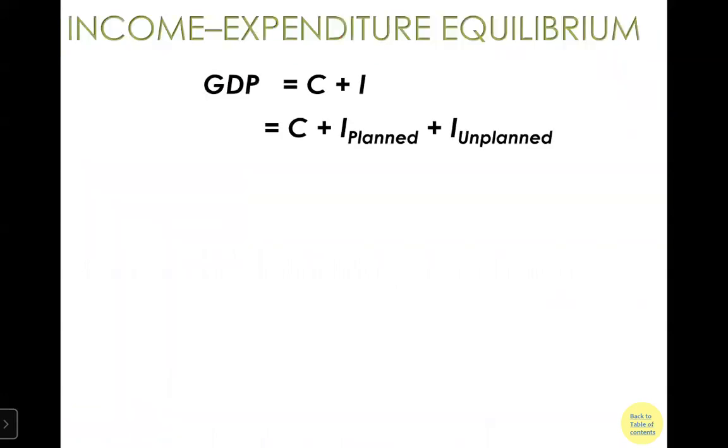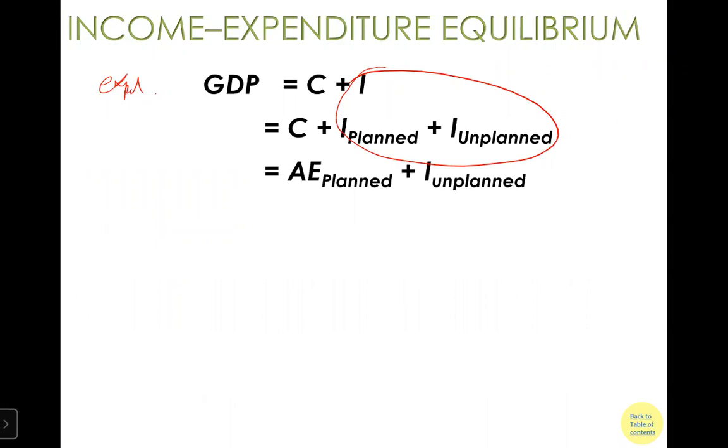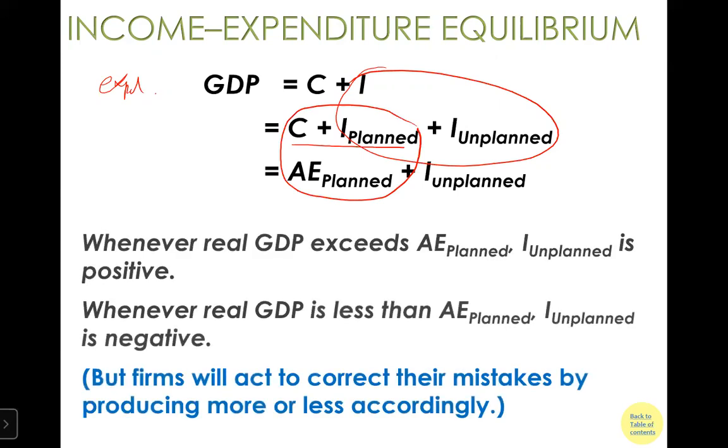Now we take stock of what we have discussed. GDP equals C plus I. This comes from the expenditure approach. And then this is equal to C plus I planned plus I unplanned. That just comes from the definition of I. And the next step, we just group these first two terms, right? And hence, whenever GDP exceeds planned aggregate expenditure, then unplanned inventory investment is positive.